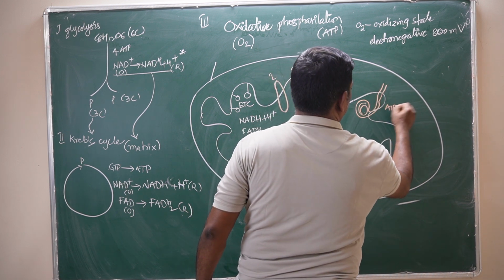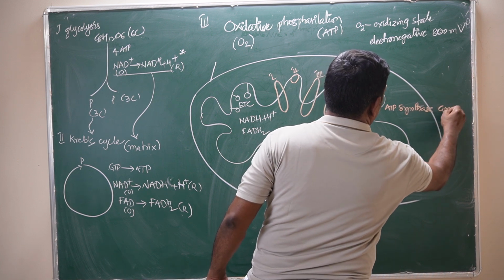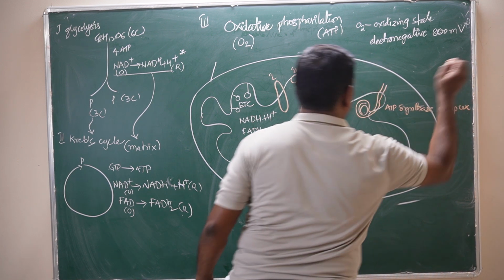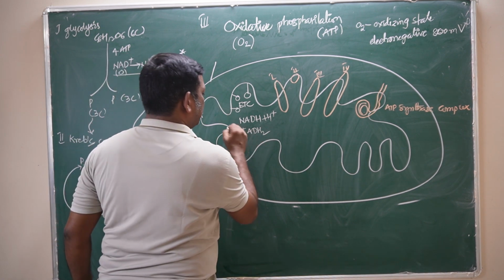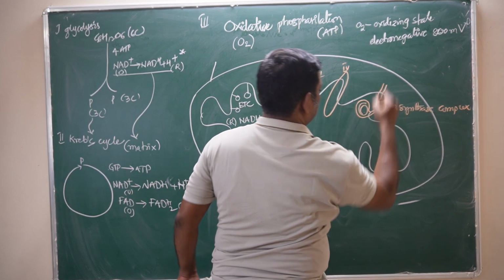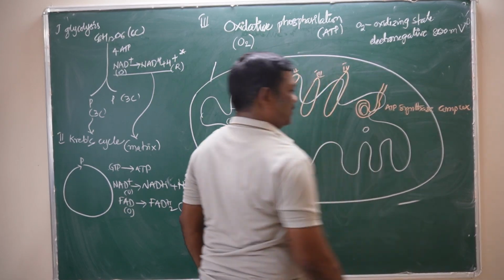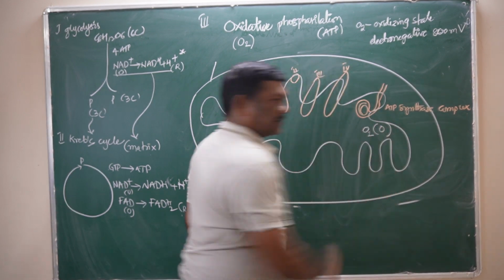This is the ATP synthase complex. Now these are in the reduced state. Oxygen is available in the mitochondrial matrix. That oxygen is in the oxidized state.